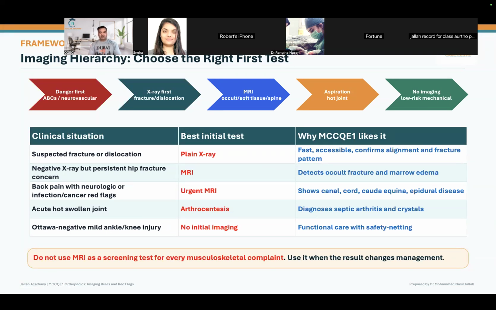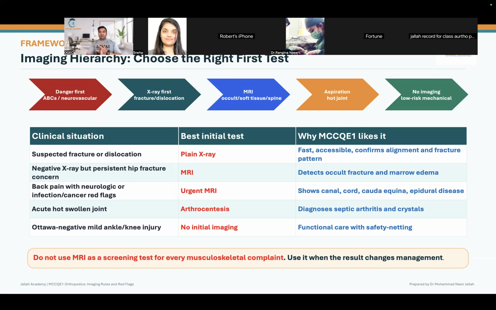Back pain with neurologic, infection, or cancer risk red flags. The patient has back pain, and not only back pain, the patient has neurologic or infection or cancer red flags. So any back pain with any of these will require urgent MRI. Back pain with only paraspinal muscle stiffness, you don't have to do anything. Back pain where the patient cannot pee, that's another story. That's an emergency. You have to do MRI.